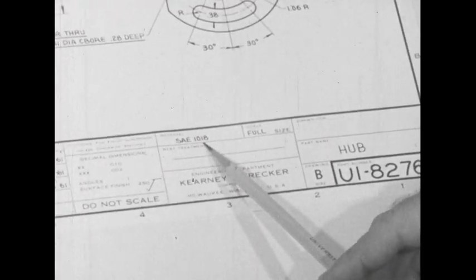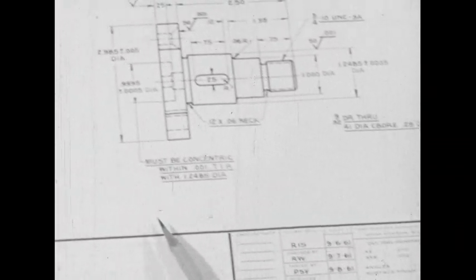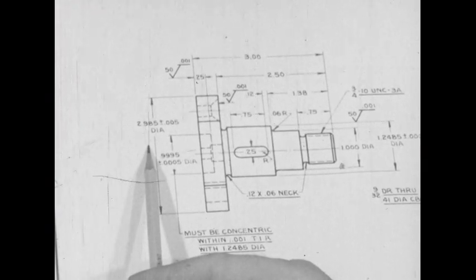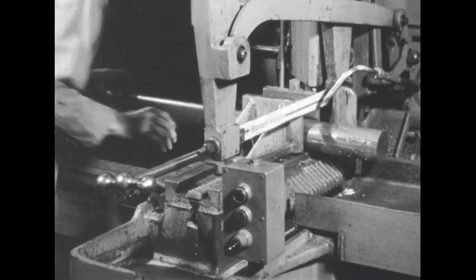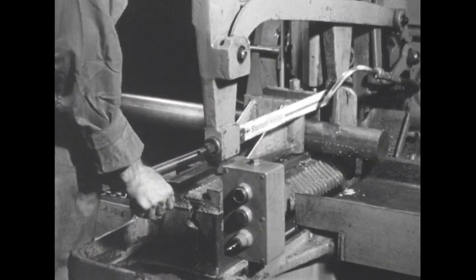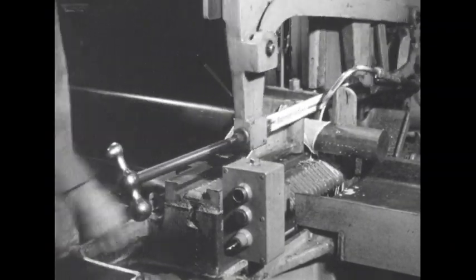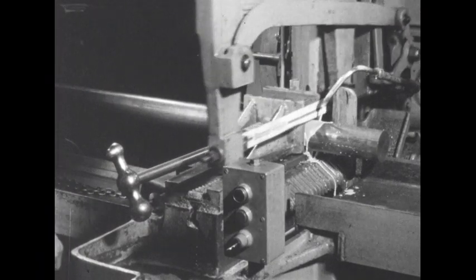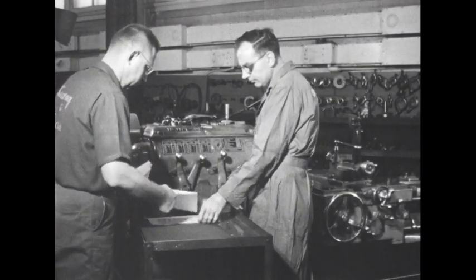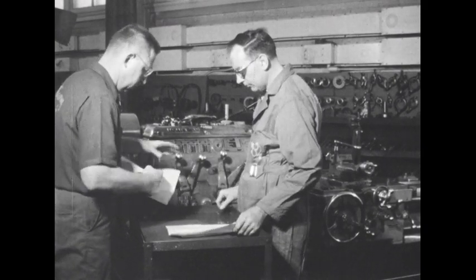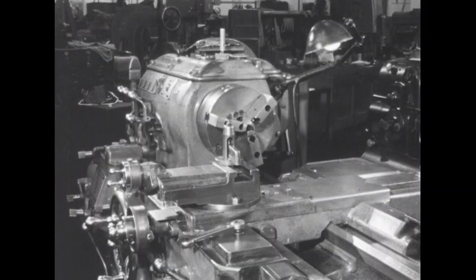The material is specified as SAE 1018. The overall diameter is 10 to 20 thousandths less than 3 inches, which permits the use of standard 3-inch bar stock. A piece of bar stock is sawed off. The stock is delivered to the lathe operator together with the drawing and a job order, and mounted in the lathe headstock.